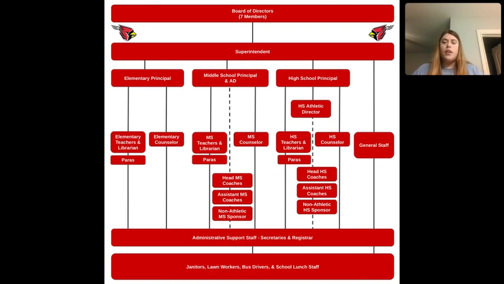And I also put the high school coaches and sponsors a little bit higher, and they are paid a little bit more than our middle school. So I added just a little bit of height between those two.